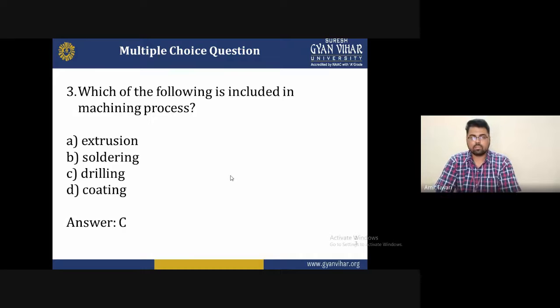Third one: which of the following is included in the machining process? The options are A, extrusion; B, soldering; C, drilling; D, coating. So the correct answer of the question is C, that is drilling. Drilling is included in machining operations, because if you are doing any machining, you must select the drilling option, whereas extrusion, soldering, and coating are part of production, not machining.